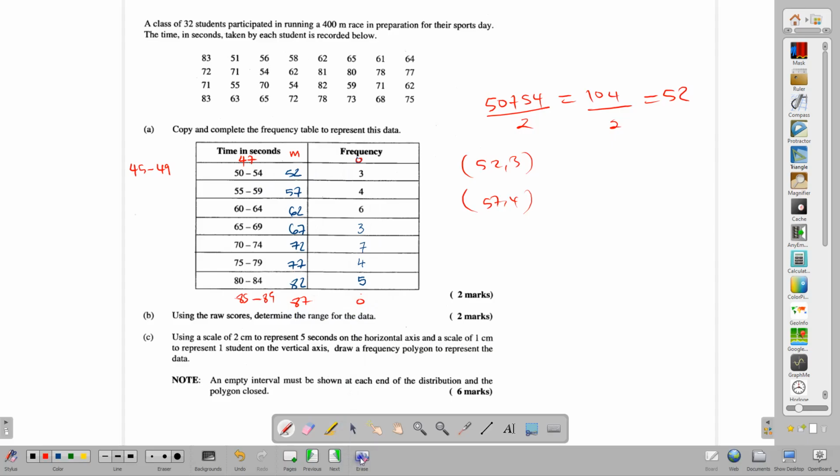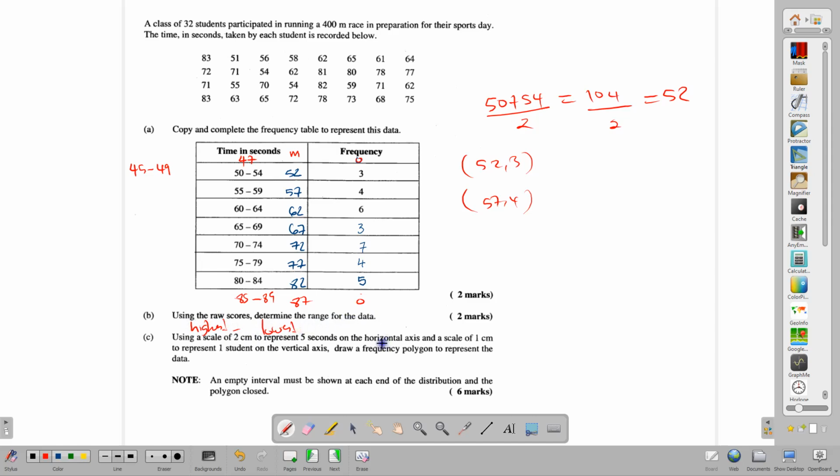And so let's go ahead and now set up our axes. Oh, there are some questions here that can be answered. It says, using the raw scores, determine the range. Range, as you know, is the highest minus lowest.